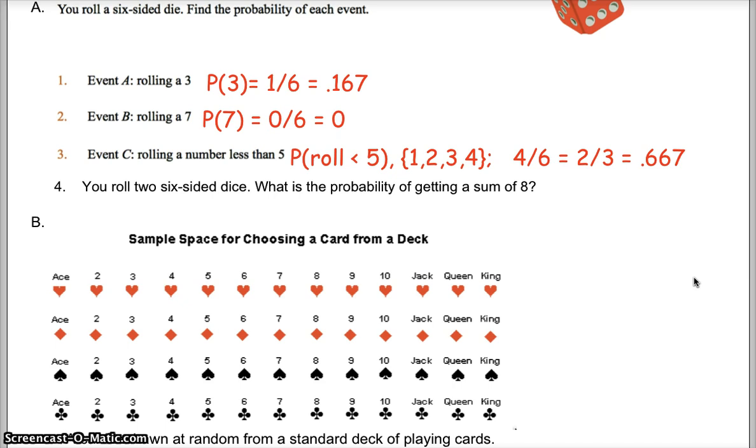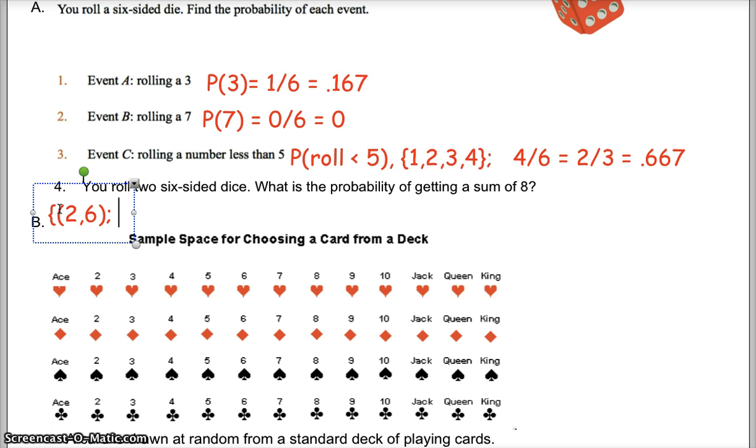Let's look at example 4. It's a little trickier. You roll 2 6-sided dice. What is the probability of getting a sum of 8? So I'm going to write out each possible scenario here. We could roll a 1, but if we roll a 1, there is no value that we could roll in the second die that would add up to 8. What if we roll a 2? Well, if we rolled a 2, then we could also roll a 6, and that sum is 8.